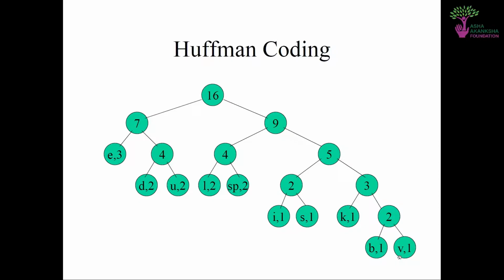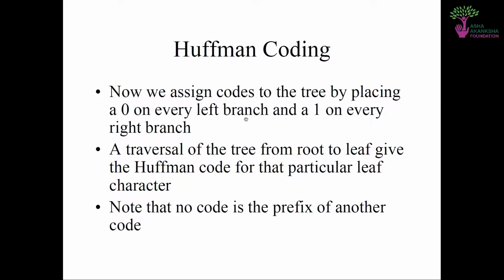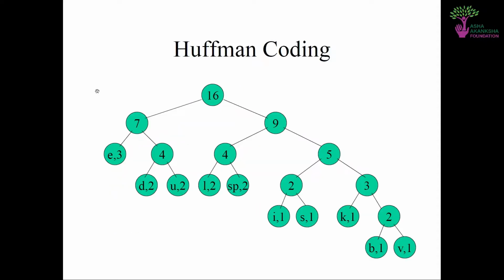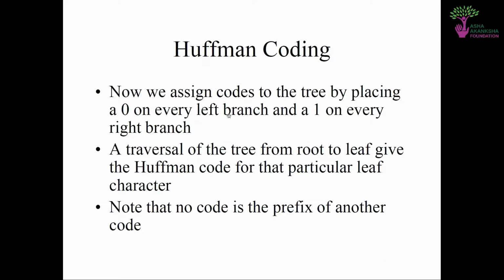So we will use this to make a special code for each character, such that we can use that to compress the files. So what we have to do is assign codes to the tree by placing a 0 on every left branch and a 1 on every right branch. So if we go left, we assign it the value 0. If we go right, we assign it the value 1. We will look into it.